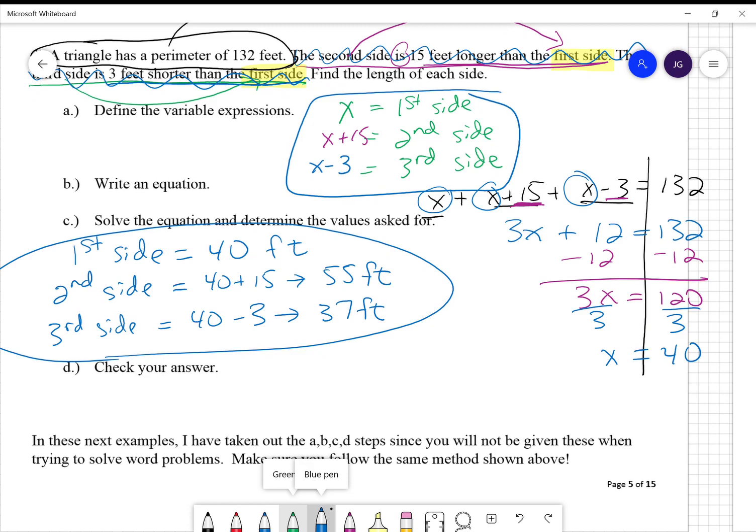Now I'm going to take my answers, 40 plus 50 plus 37, oops, that's why I didn't get the right answer, 55. 40 plus 55 plus 37, 132.